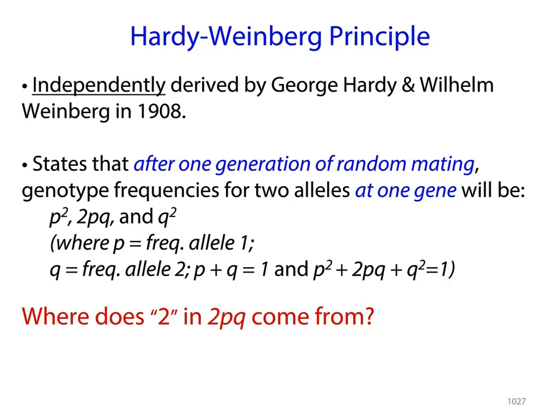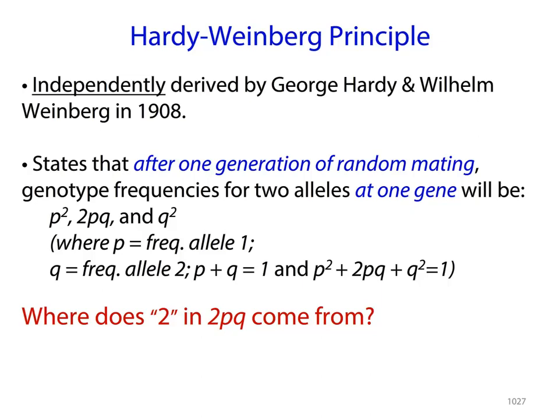And basically the principle states that after 1 generation of random mating, the genotype frequencies for 2 alleles at 1 gene will be little p squared, 2pq, and little q squared. Remember, little p is the allele frequency of the first allele, the dominant one I always use. Little q is the frequency of the second allele. And we said earlier, little p plus little q always equals 1.